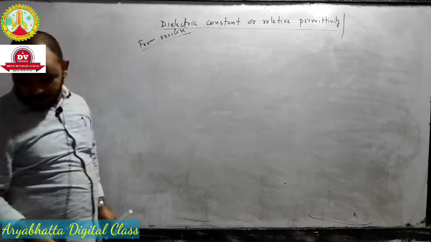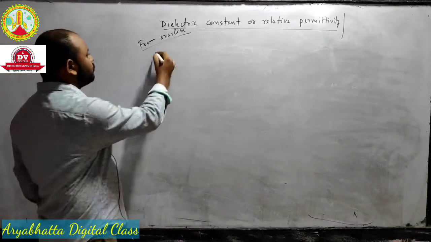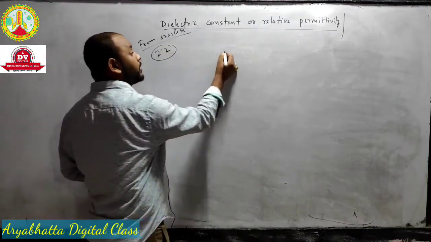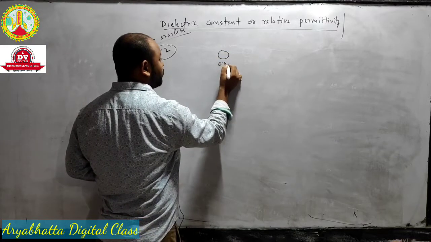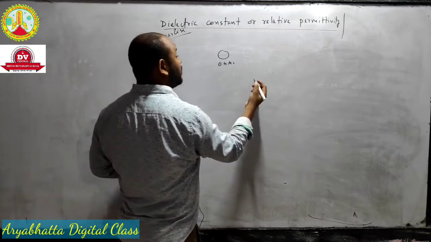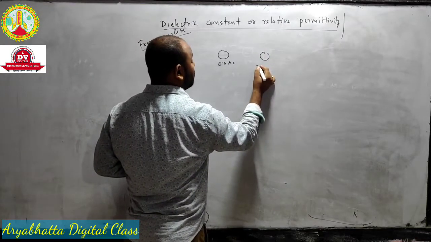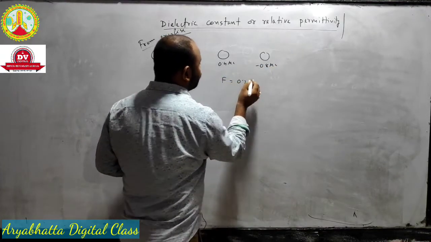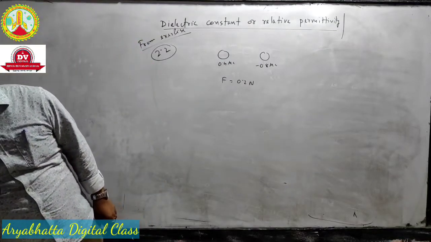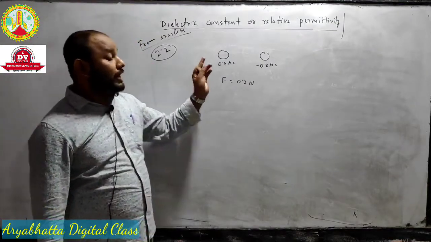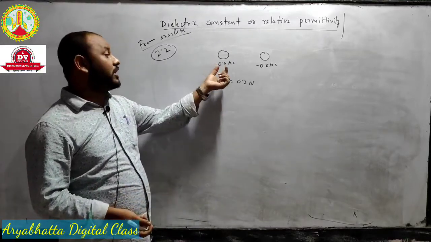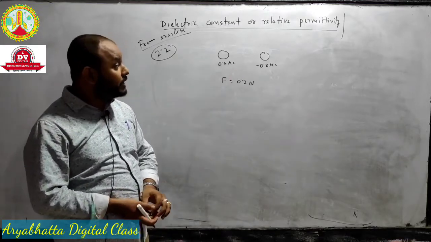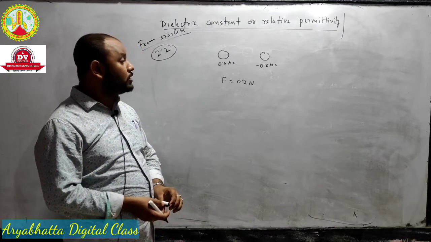Now question number 2.2. In question number 2.2, the electrostatic force on a sphere of charge 0.4 microcoulomb due to another sphere of charge minus 0.8 microcoulomb is how much? 0.2 Newton.